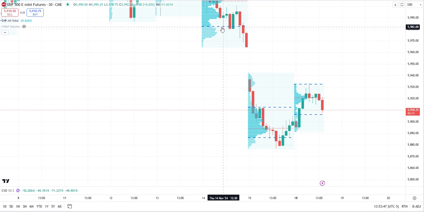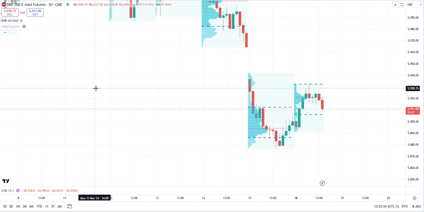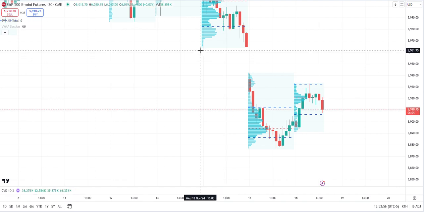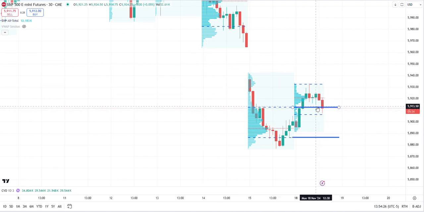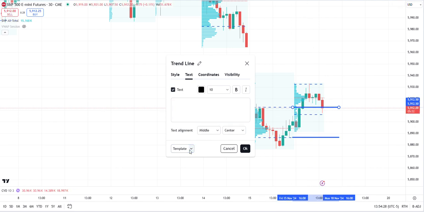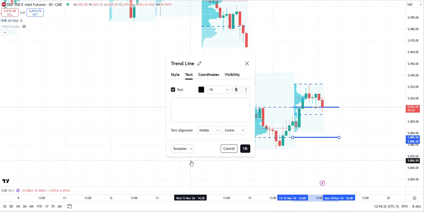In today's video, we're going to be doing a market review of ES, or S&P 500 E-mini futures. We are currently on the 30-minute chart, and we're going to look at volume profile first. Just to save us some time, I've thrown in the volume profile levels. This is value area high, value area low.